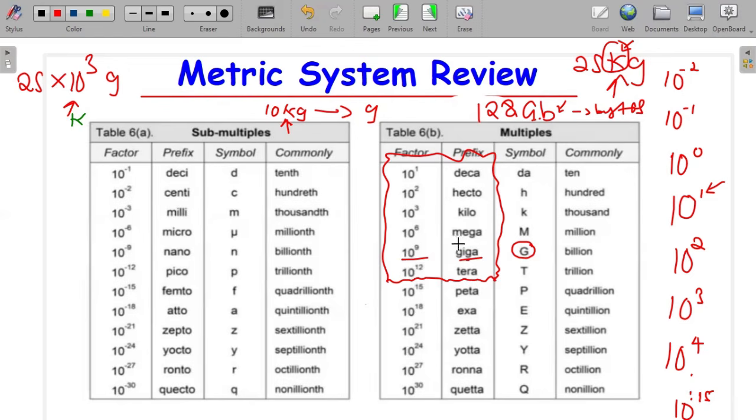Okay. If you see mega, it's the same as 10 to the power what? 6. If you see kilo, it's the same as 10 to the power 3. So you have to know these ones here that are highlighted in red. They are the most important ones, and they ask questions on those quite frequently.